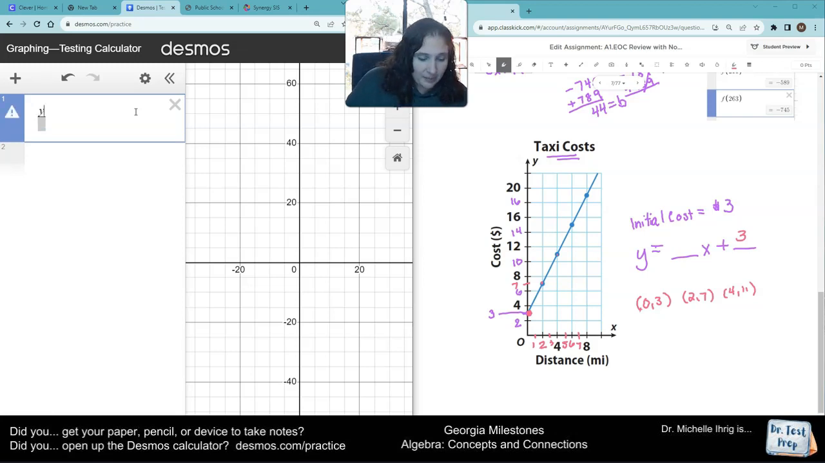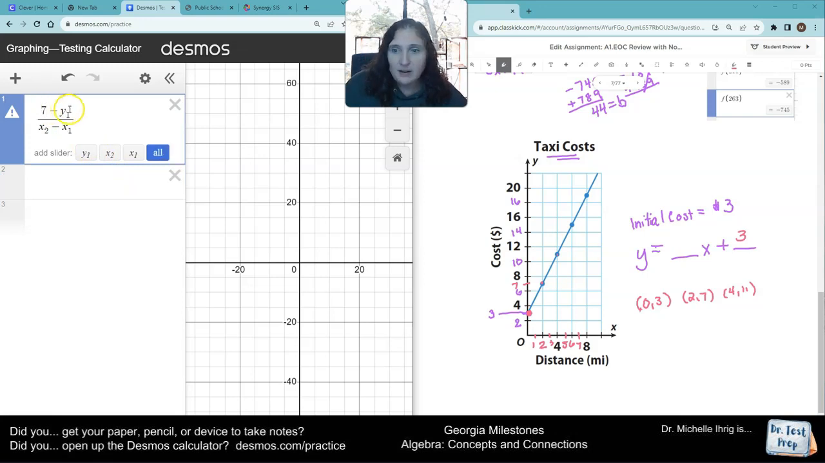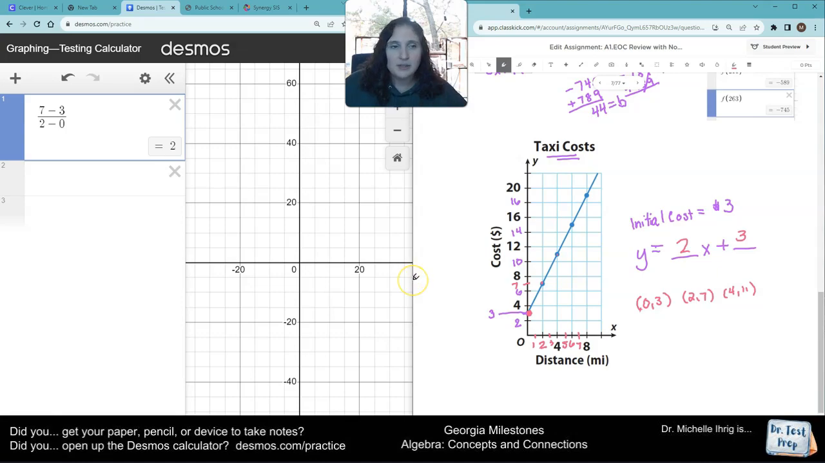And my top, remember the formula is y2 minus y1 divided by x2 minus x1. Okay, so all I need to do is type in and substitute my points. I have 7 here for my y. Here's 3. Here I have 2. And here I have 0. And my slope is 2. So I just have 2x plus 3.